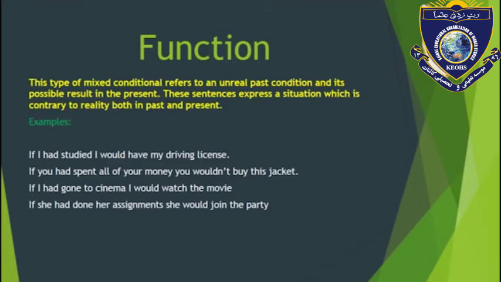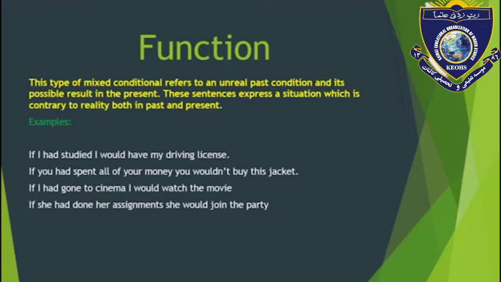As I told you, the situation is contrary to reality. It means it's not real. It's completely fake. It didn't happen in the past. We are just imagining the result, the consequence. For example, if I had studied, I would have my driving license, but you didn't study. Now you don't have the driving license. This is a completely imaginary situation.